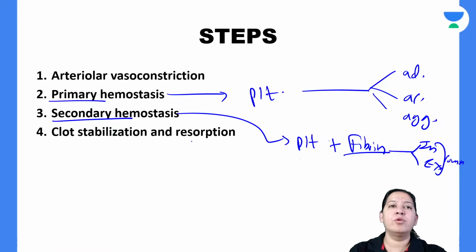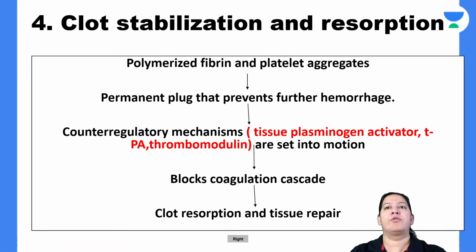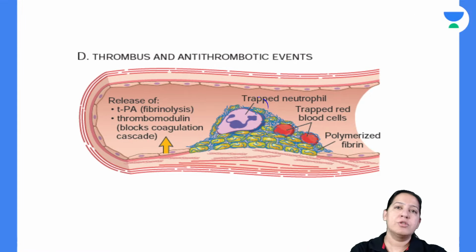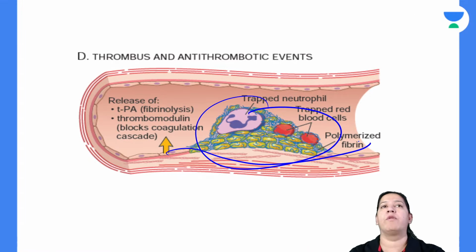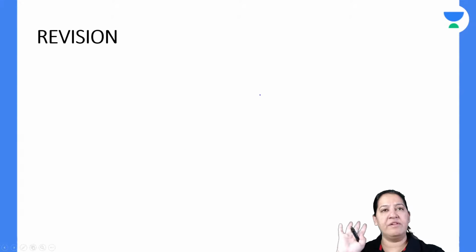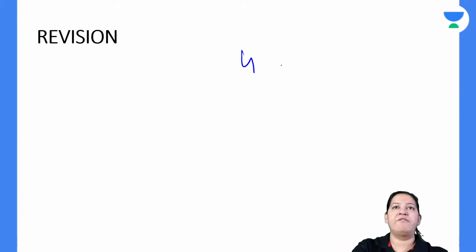In the end, you have to do the resorption. Resorption is done by plasminogen. Plasminogen in the blood got converted into plasmin and causes the resorption. So the clot is resorbed after the healing is over. Once the healing is over, we have to do the resorption. So we are done with 4 steps. What are the 4 steps?